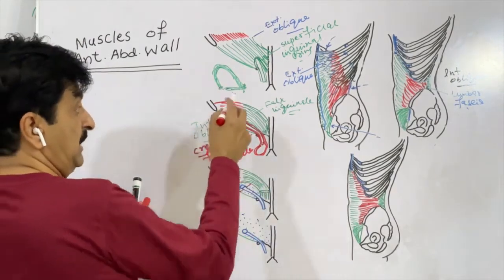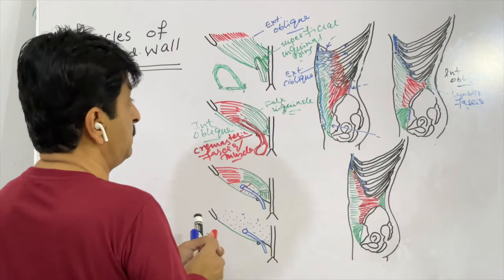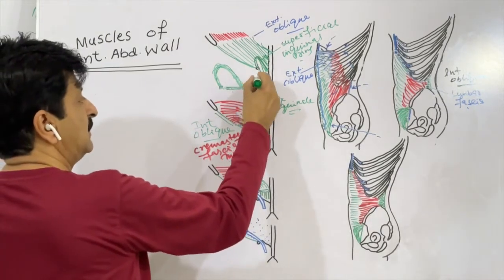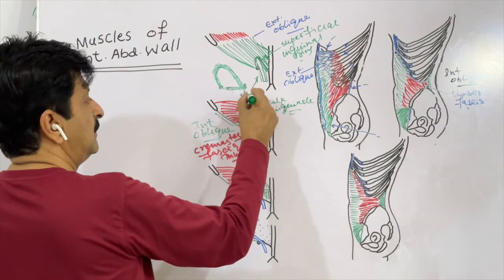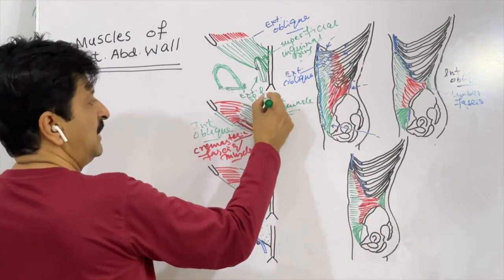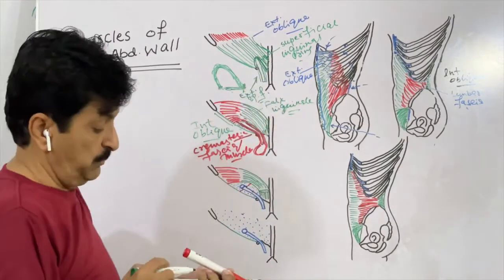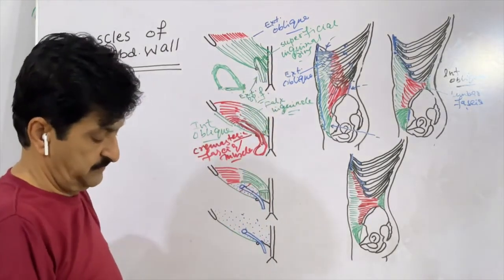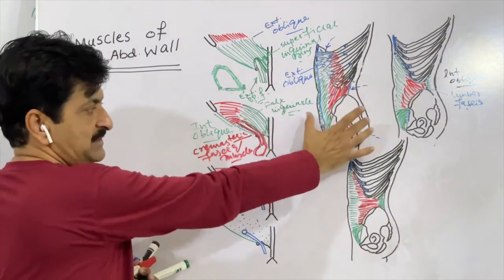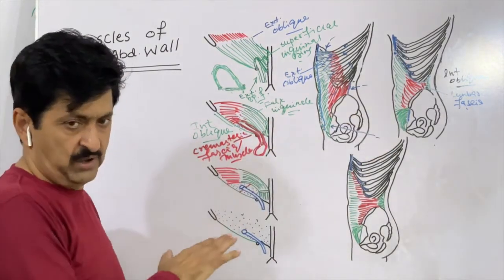From internal oblique. And which coating in fact came from the aponeurosis? This was the external spermatic fascia. External spermatic fascia came from the aponeurosis of the external oblique muscle. This was something about the internal oblique muscle, falx inguinalis, etc.